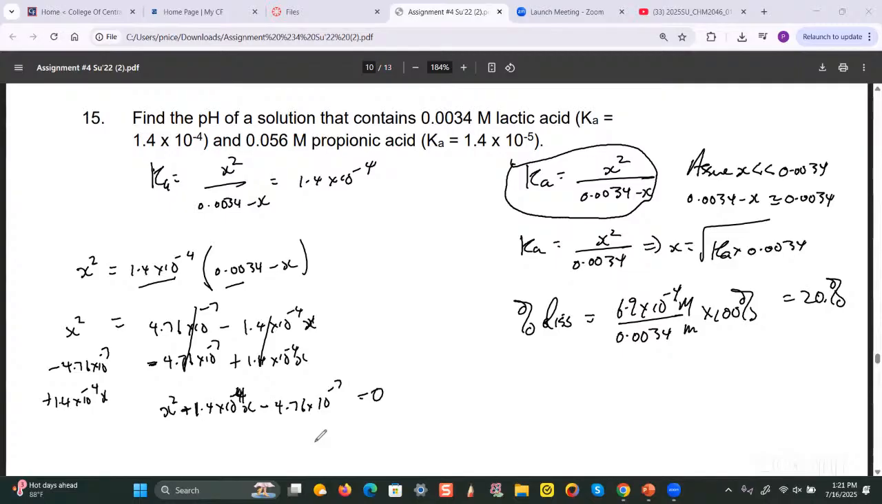You do the 0.0034 times 1.4 times 10 to the power negative 4. Do you not need 2 sig figs? Oh, sig figs, yeah, you're right. So let me correct that here. So this should be 4.8, and this should be 4.8 here, which means that here you should have 4.8.